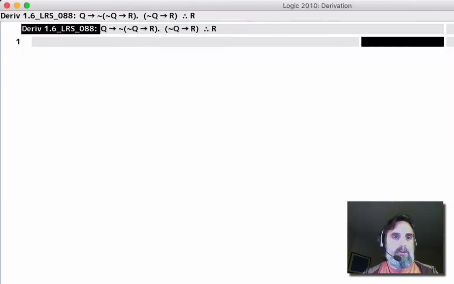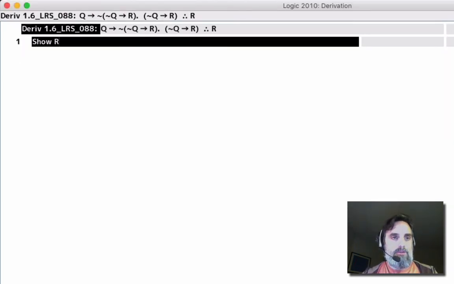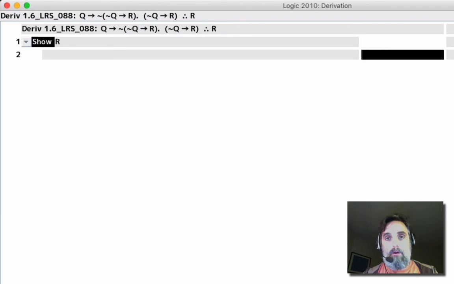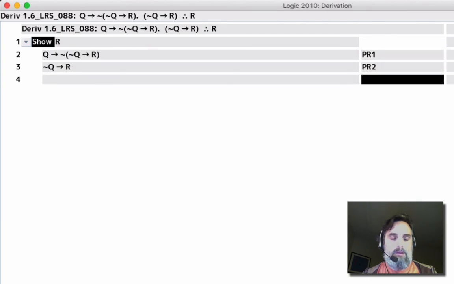All right, let's look at the last one, 88. So here we have 1.6 LRS 88. So let's go ahead and show the conclusion. So R. R is the conclusion. R is what we're looking for. Good. All right, let's pop in the premises then. So we don't yet have R, so we can't complete the derivation immediately.